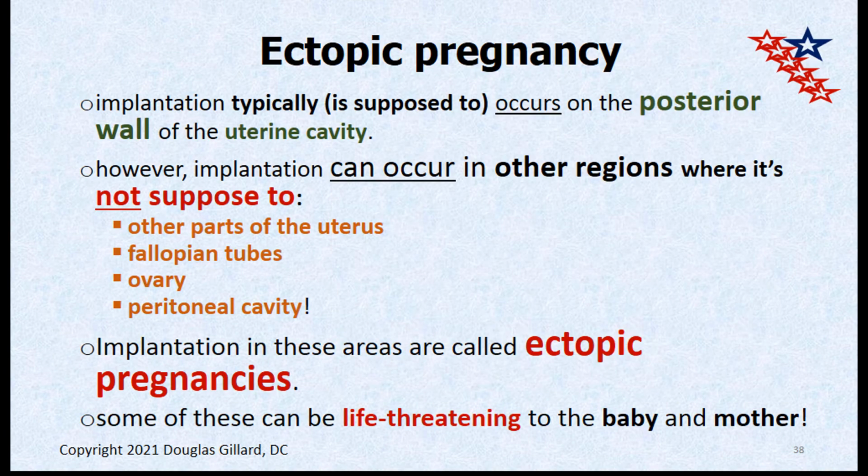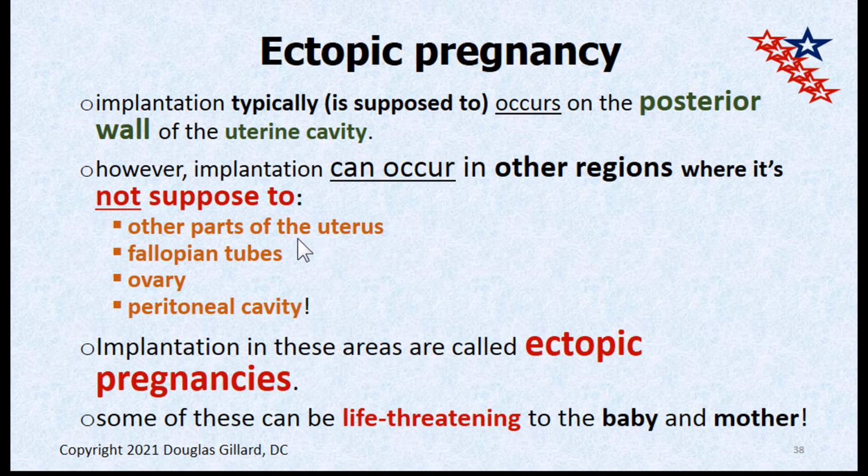All right, ectopic pregnancy we should talk about. Normally this binding occurs on the posterior wall of the body of the uterus and the uterine cavity. That's where it's supposed to occur. However, implantation can occur all over the place. Over 90% of the time, these ectopic pregnancies occur in the fallopian tubes. And not only will the baby not be able to make it there, it can kill mom because it can rupture the fallopian tube and you can bleed really, really bad from that.